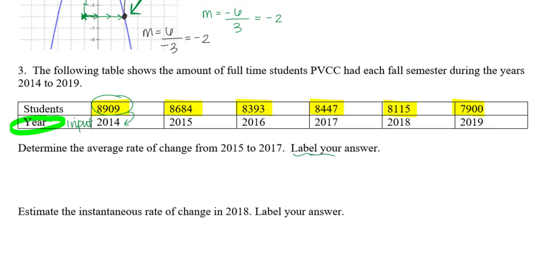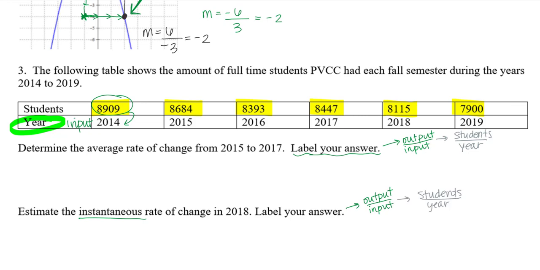So every time I'm asked to label my answer, I need to think of any type of rate of change, whether it's average rate of change or instantaneous rate of change, as output over input. All right, so this label is going to be students per year. Okay, so let's calculate these.